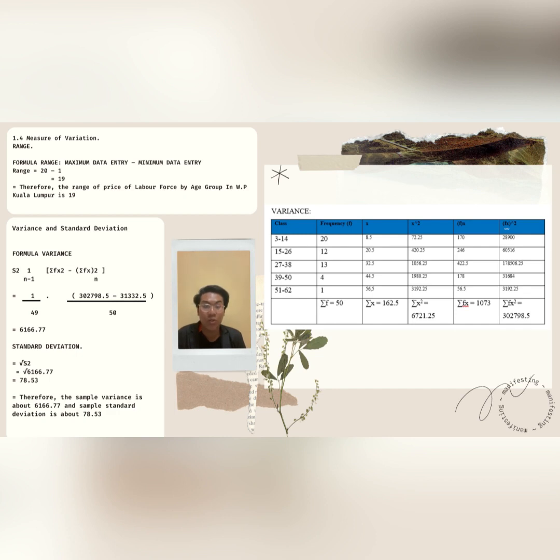Minus the minimum data entry, which was 1. Therefore, the range of price of labor force by age group in Wilayah Persekutuan Kuala Lumpur is 90. Next, we need to find the variance and standard deviation.